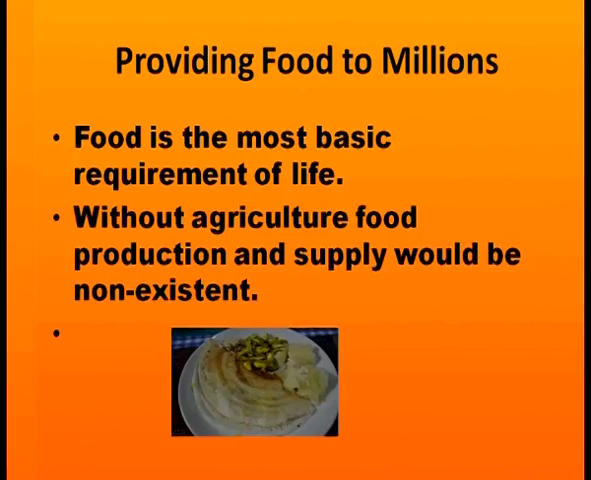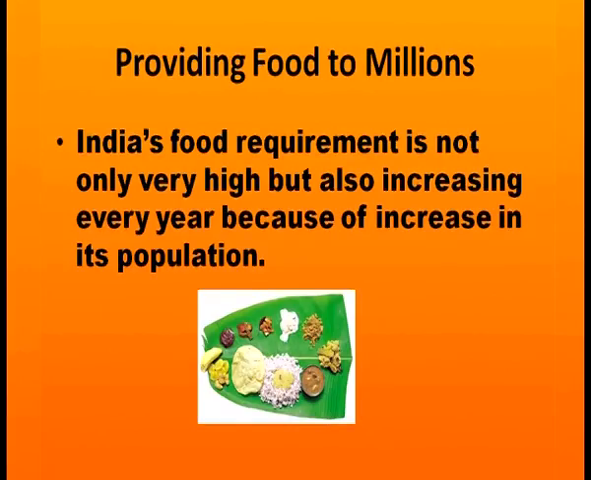Now we can understand the importance of agriculture in one more important way, because it provides food to millions of people. We know food is the most basic requirement of life. Without agriculture, food production and supply would be non-existent. We cannot think about food without agriculture. Agriculture provides food to millions of Indians. India's food requirement is not only very high but also increasing every year because of the increase in its population.